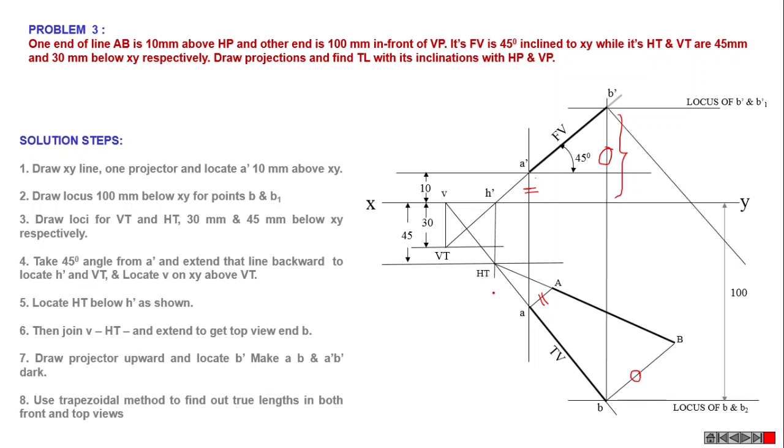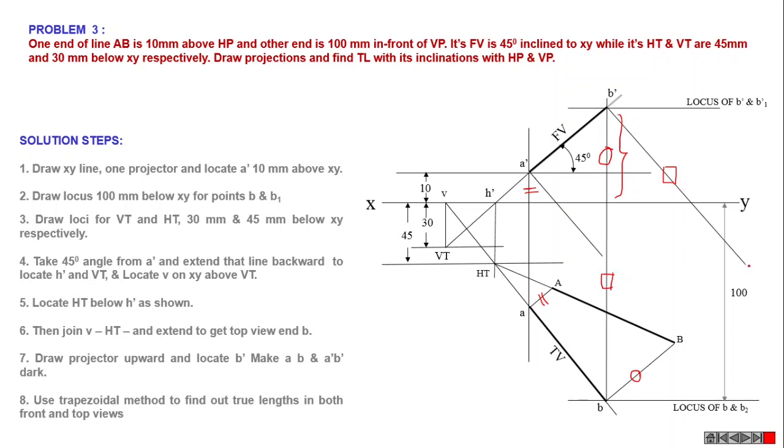Similarly, we can draw a perpendicular line passing through B dash. We can locate the true length in front view also by drawing perpendicular lines passing through A dash and B dash, and by transferring the distance of the top view from the xy line. That means we can transfer this 100 mm distance from plan to elevation. This same distance we can transfer from top view to front view.